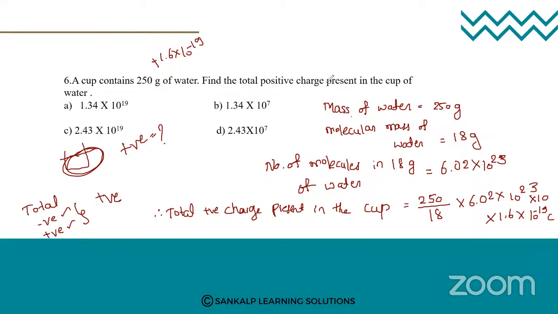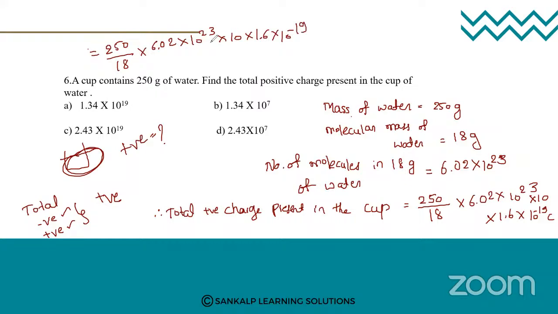Solution part. See, if any doubt is there, you can ask. Otherwise, go for the calculation part. So calculation part, what we need to do, that is 250 divided by 18 into 6.02 into 10 to the power of 23 into 10 into 1.6 into 10 raised to minus 19.